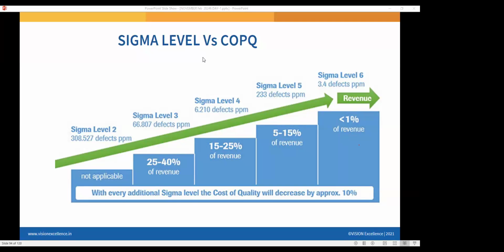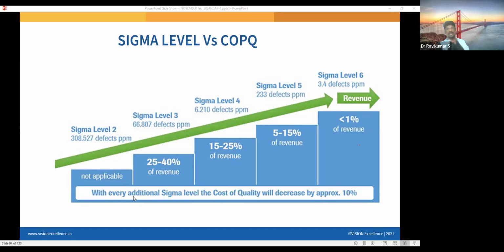Excuse me, sir. This is the trend. The sigma level is increasing and COPQ will decrease. This is the profit. But the graph is not showing the increase, right? This is showing towards the profit. Revenue is increasing, but the title says sigma level versus COPQ. Yes, sigma level is increasing, then revenue also increases. Loss is getting reduced.